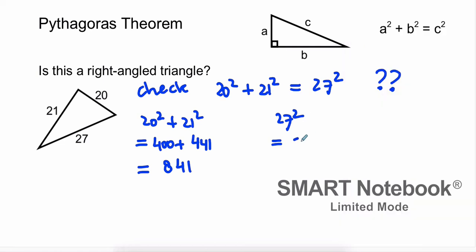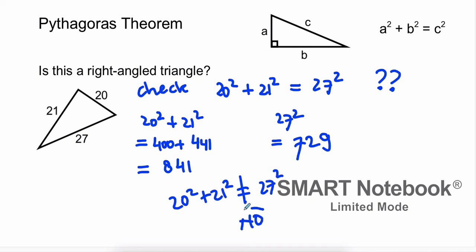So in this case, clearly 20 squared plus 21 squared is not equal to 27 squared. So answer is no. It is not a right angled triangle. If the result is equal, then you can answer yes, it is a right angled triangle, but in this case, it is not.